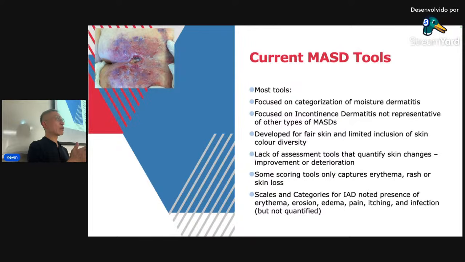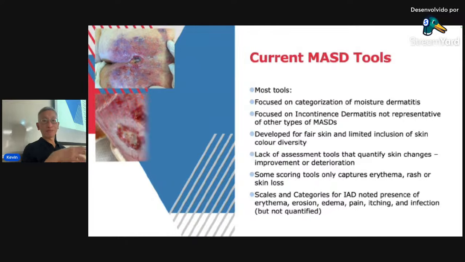By implementing intervention, you should be able to see changes fairly quickly over a short duration of time. You may not be able to change from one category to the next category, but there should be some early signs of resolution or improvement of the skin, indicating that we're moving in the right direction. That's why we recognize the deficit in the existing instruments available for us to determine the responsiveness of the injuries to treatment.